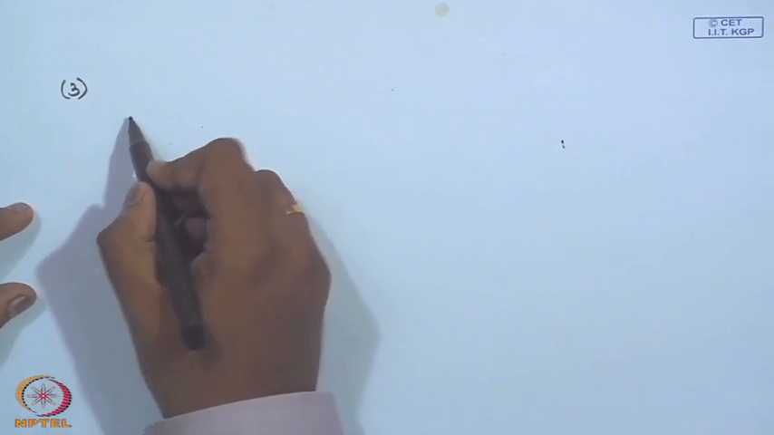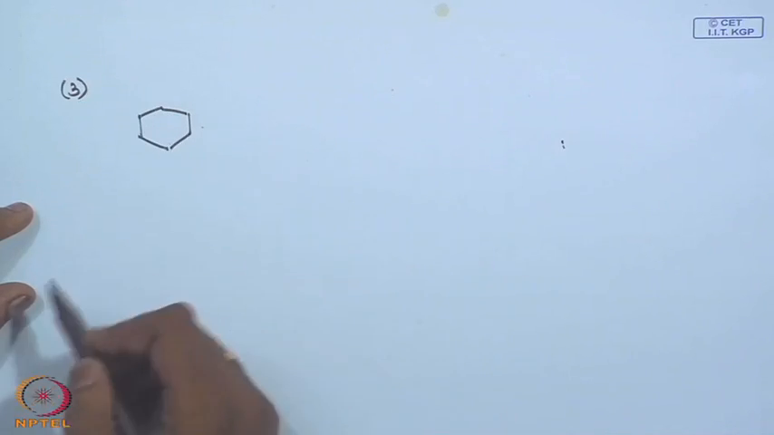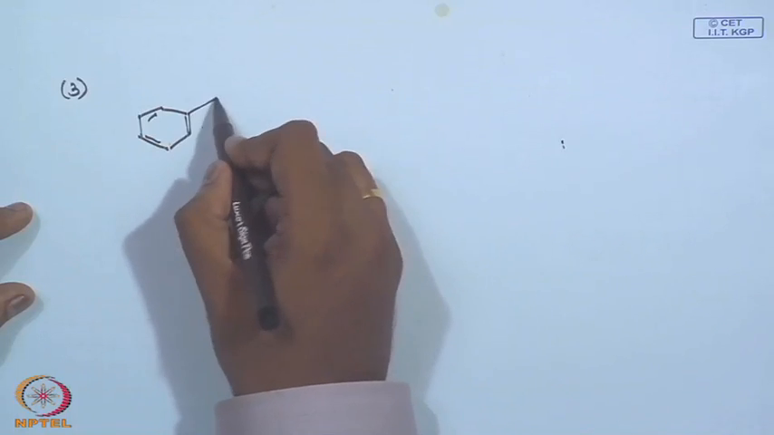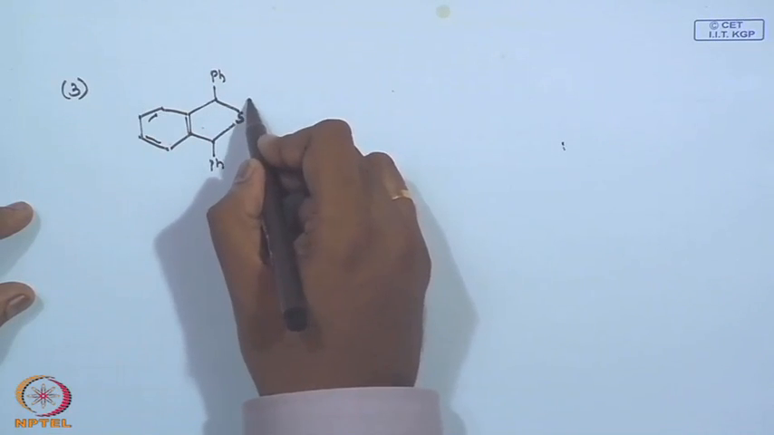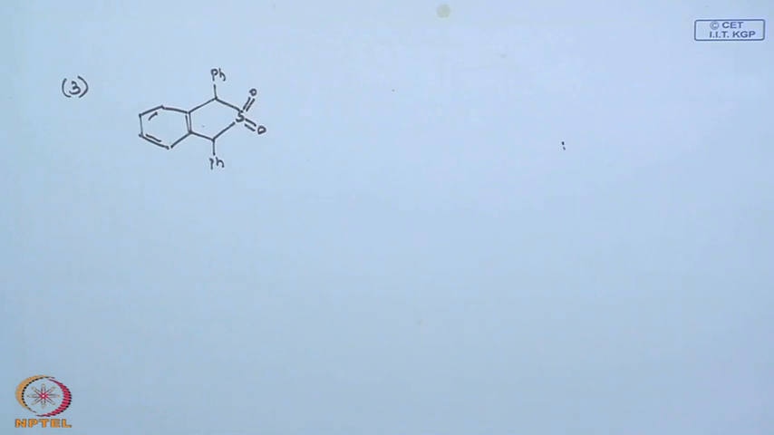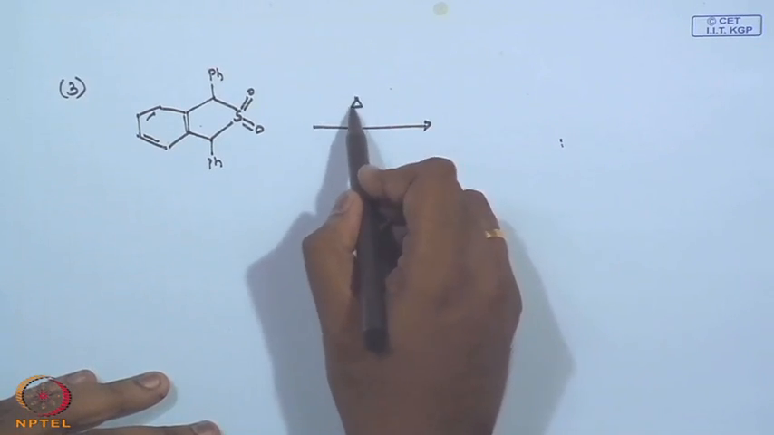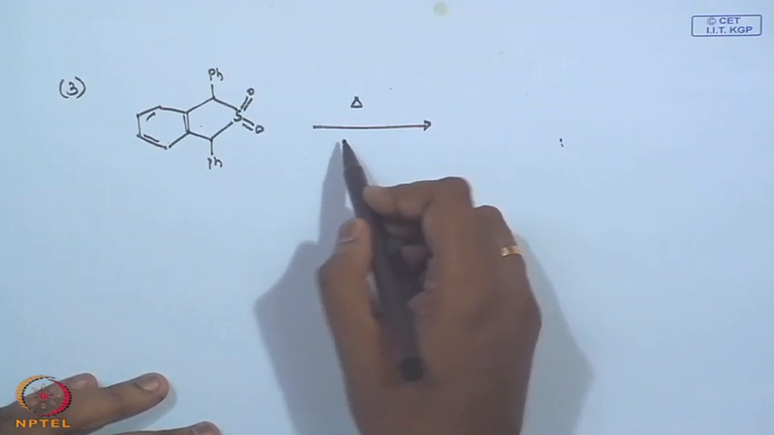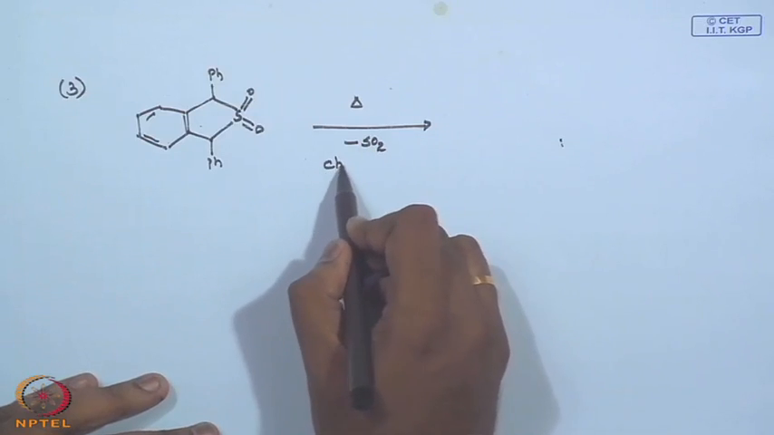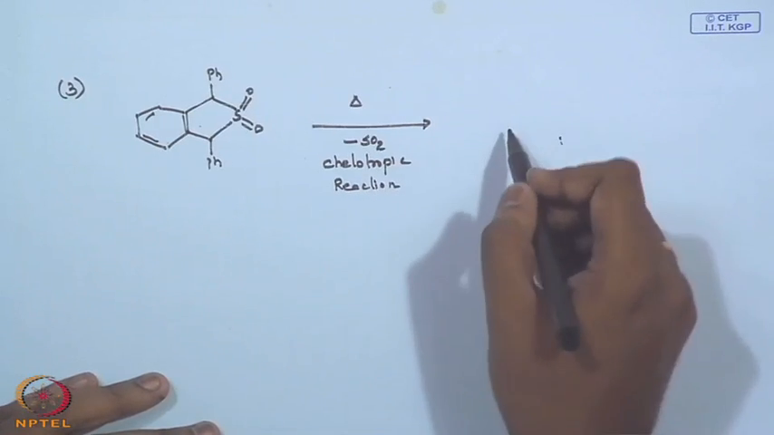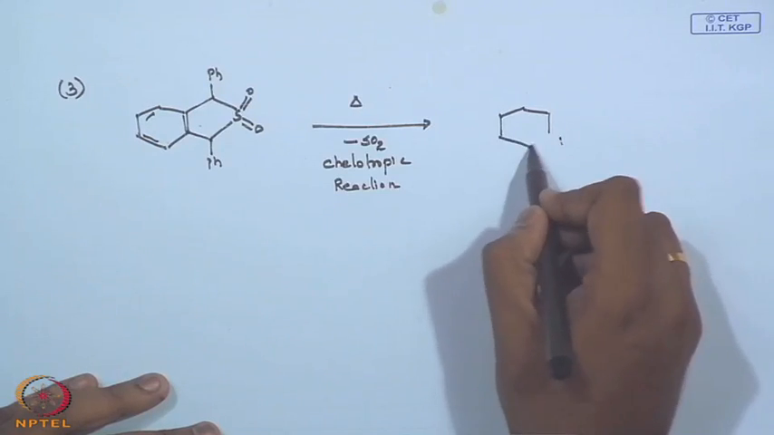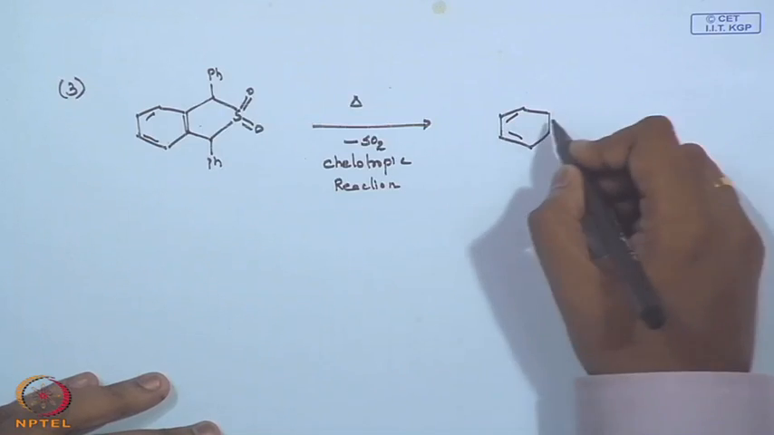We'll take another example, a similar type of example. So I can have a phenyl. So this system I have. Okay, this is my substrate. Now I say that I lightly heat this substrate. Okay, so you know what will happen. Yes, you have sulfur dioxide eliminating, and it's a nice chelotropic reaction in which sulfur dioxide gets eliminated to give me what product? Just see the product I get.